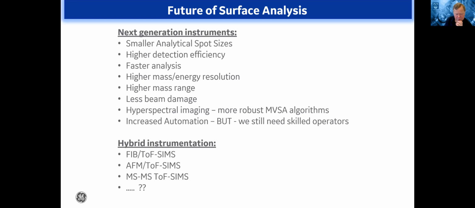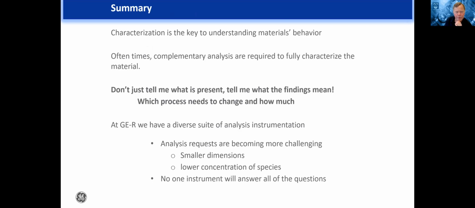Hybrid instrumentation, such as FIB, ToF-SIMS, AFM ToF-SIMS, MS ToF-SIMS, in situ FIB Auger, those are all going to be becoming more and more important. So I just want to close by saying, characterization is really key to understand the material's behavior. Oftentimes, multiple techniques are needed to analyze the material.